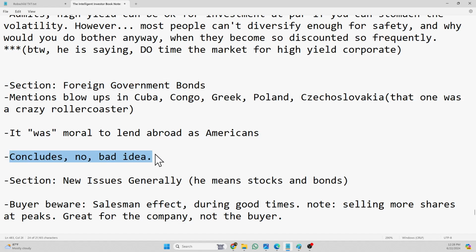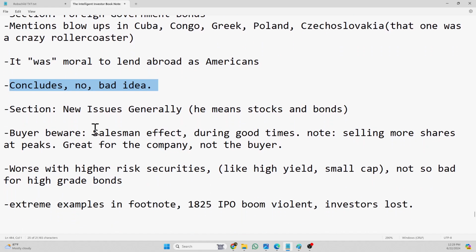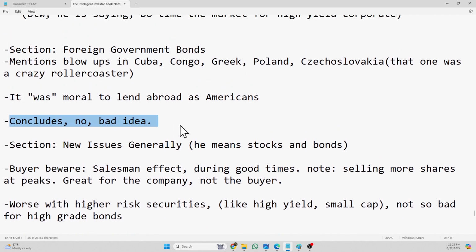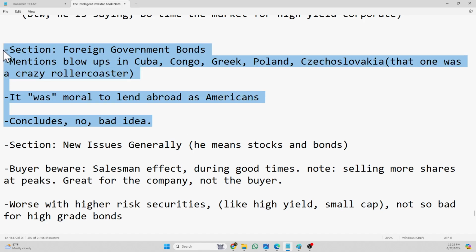But he concludes for this section that no, it's just generally a bad idea. So not much to get out of that other than don't buy foreign government bonds. I think Graham, and he probably talks about this later in the book, would see a difference between companies and governments. So I think he would be happier to lend money to a corporation in another country.